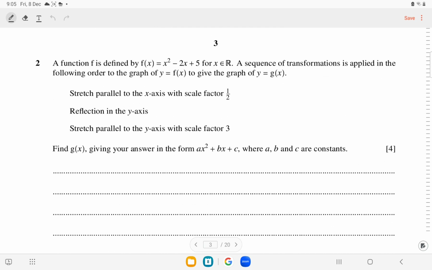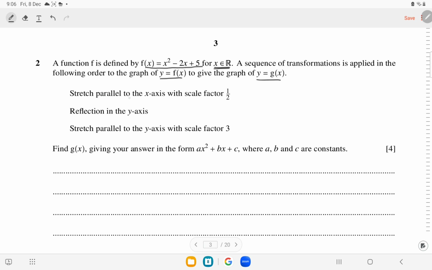Very interesting. It is about functions, and the rules have already been discussed. What is meant by stretch, reflection, stretch. The function is defined by f of x is equal to x square minus 2x plus 5, for x belonging to the set of real numbers. A sequence of transformations is applied in the following order to the graph y equal to f of x to give y equal to g of x. What to do? This f of x should change into g of x stepwise.